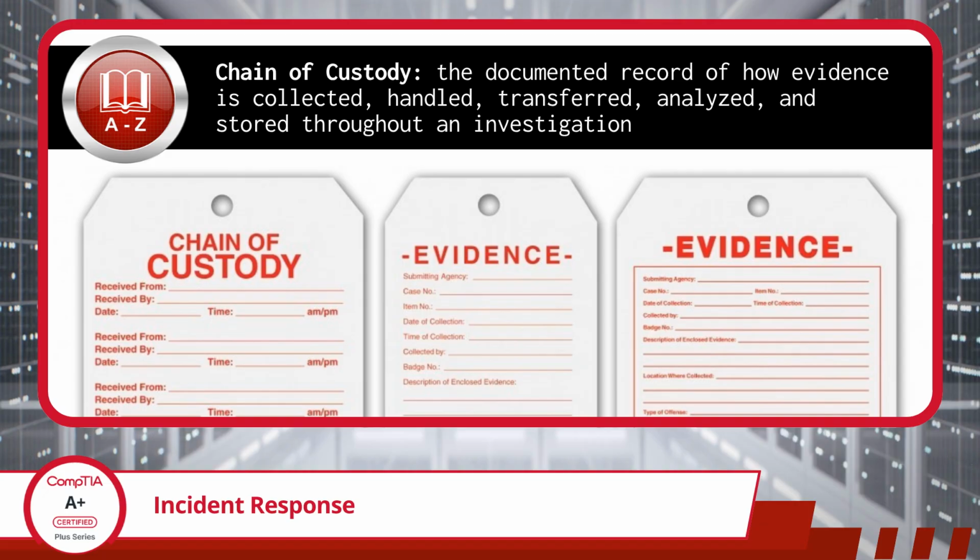For example, if a compromised hard drive is collected during an investigation, every person who handles that drive should be documented along with the date, time, and purpose of access. If the chain of custody is broken or poorly documented, investigators may no longer be able to prove the evidence was not altered, which can create major problems during legal proceedings or forensic investigations.